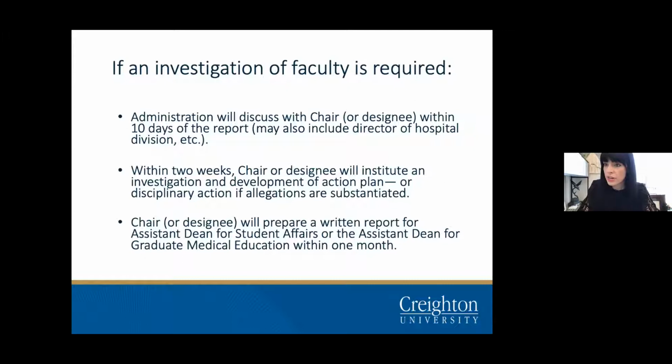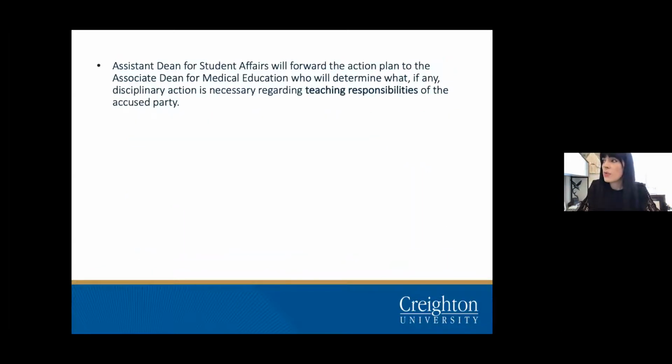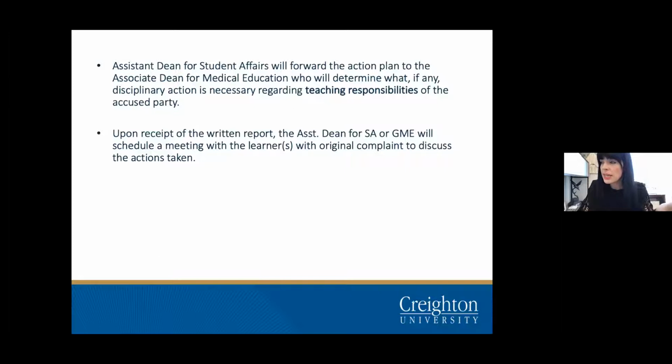And then the chair or their designee will prepare a written report for me or for Dr. Epter. We would obviously probably have Dr. Richardson, Dr. Dunley looped in on all of this. And then the chair develops an action plan if they found that the faculty person had an issue. And then I would talk to the dean for med ed if this person was teaching faculty to see if we need to do something about their teaching responsibilities.